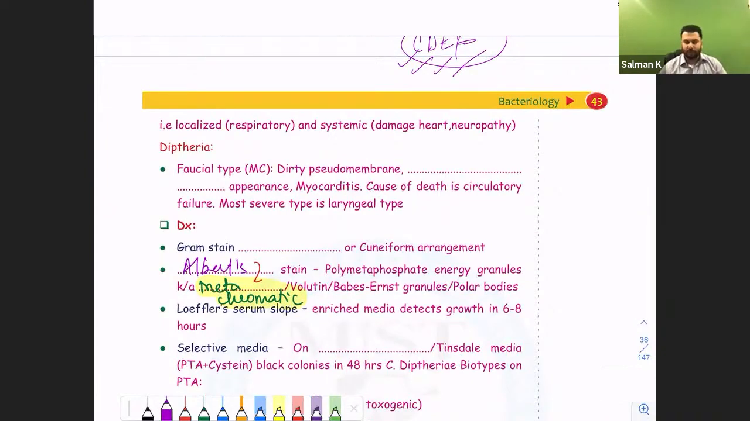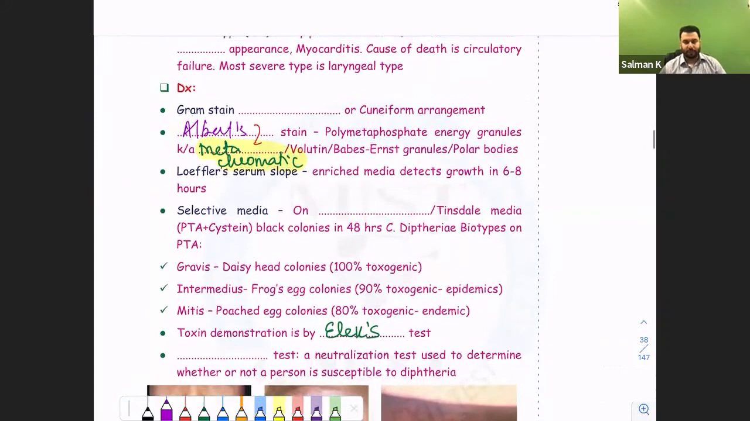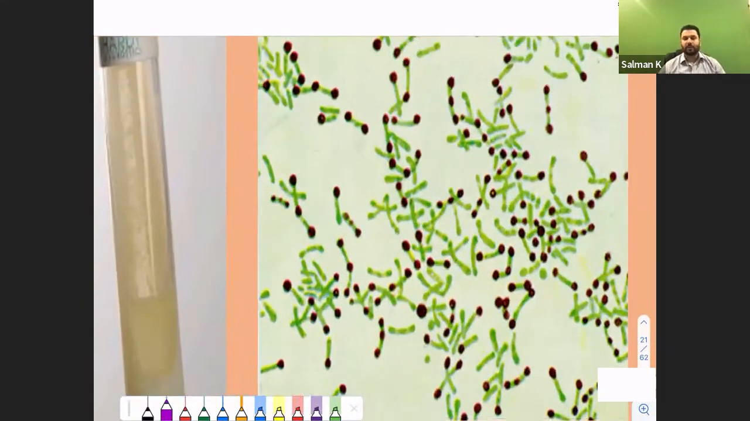Now, think about it once you have learned this clinical presentations, how to identify this organism. The identification of organism here is this classical Chinese letter pattern. Okay, this classical Chinese letter pattern, this is something that you should be knowing here. Okay, now what is this stain over here? It is a special stain by the name of Albert stain that has ability to stain even the granules. What are these granules called as? Metachromatic granules or Babes-Ernst granules.